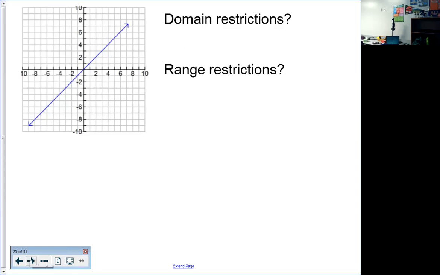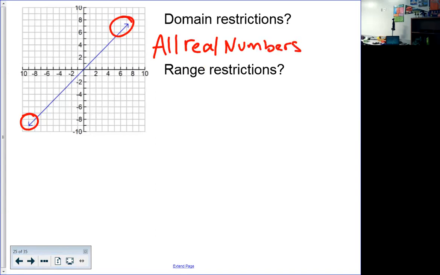For this one, when I'm looking at my x values, I see an arrow on the left and an arrow on the right. All real numbers then. For range, I see an arrow at my lowest point and an arrow at my highest point. Again, all real numbers.